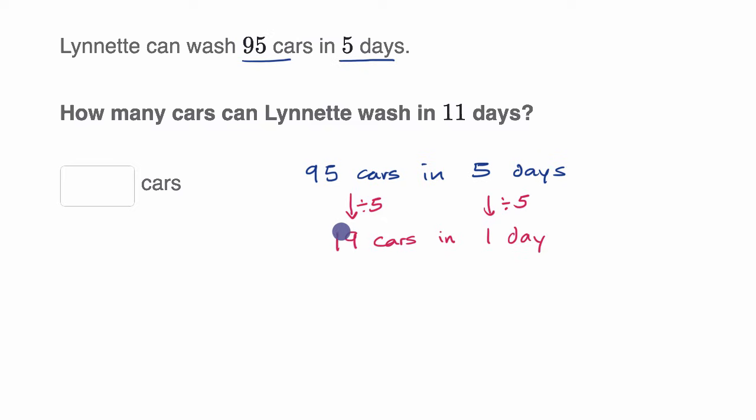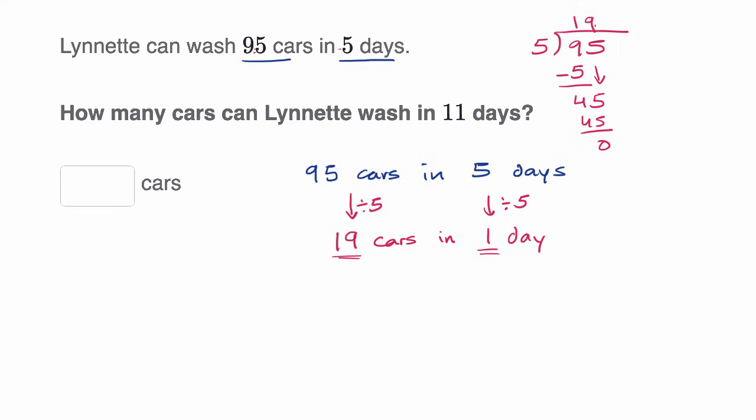Or if that math I just did seemed a little bit too fast, you could just take 5 into 95. 5 goes into 9 one time. 1 times 5 is 5. Subtract. 9 minus 5 is 4. Bring down that 5. 5 goes into 45 9 times. 9 times 5 is 45. And it goes in perfectly. There's no remainder. So all I did is I divided both of these numbers by 5 to figure out how many she can wash per day. So she can wash 19 cars in 1 day, 19 cars per day.